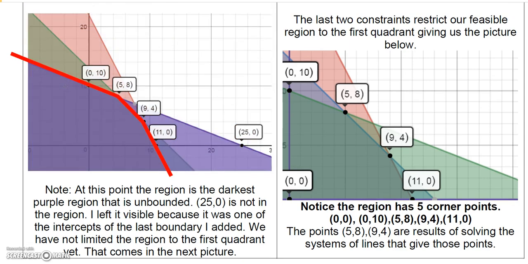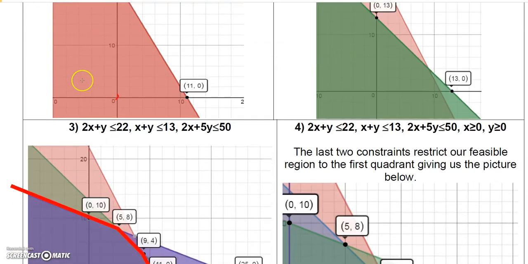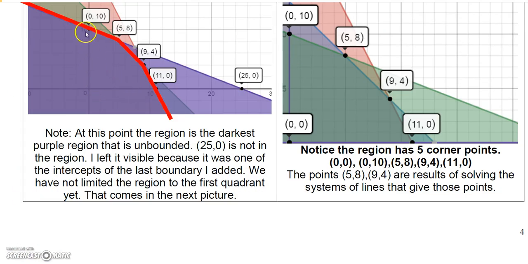That's only the region if we did not have the x and y greater than or equal to 0. But since we do have those, now I have to restrict it to only the first quadrant. So that means I would be cut off here by the y-axis, and I'd be cut off here by the x-axis, and that would give me this region here. So now you can see the region looks like a 5-sided figure in the first quadrant. And the corner points: this was (0, 10), (0, 0).